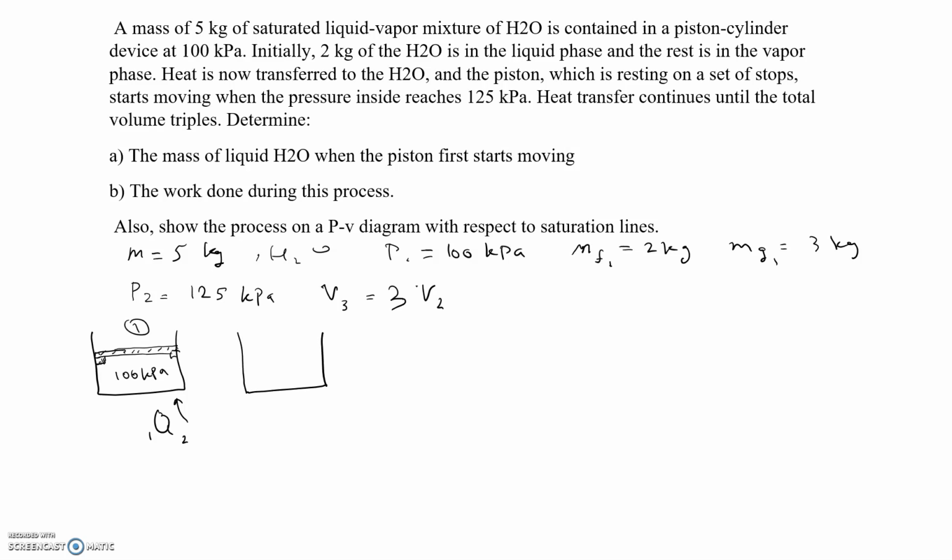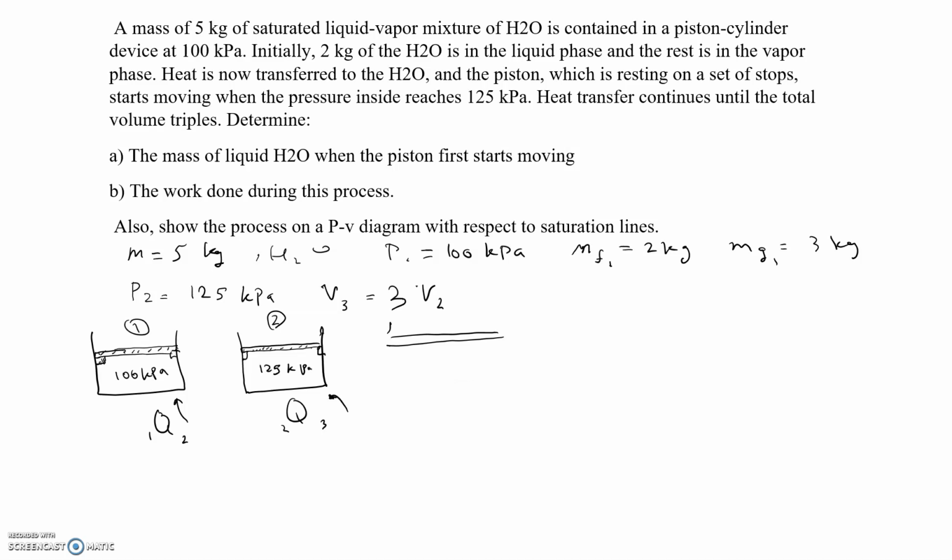What happens at state 2 is you are still at the same volume because your piston does not really move until your pressure inside reaches 125 kilopascal. That's where the piston starts moving upward. This is state 2. The volume has not changed. And then you continue applying heat to your system until you reach another state. And that state is state 3.